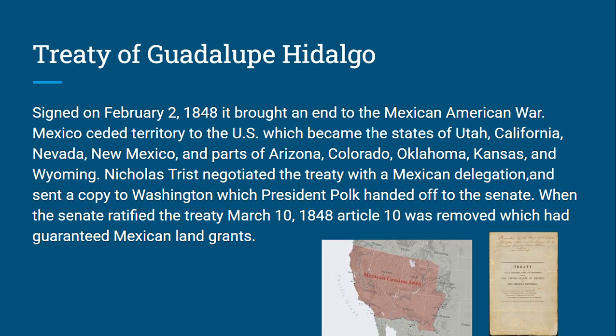Nicholas Trist negotiated the treaty with the Mexican delegation and sent a copy to Washington, which President Polk handed off to the Senate. When the Senate ratified the treaty on March 10th, 1848, Article 10 was removed, which had guaranteed Mexican land grants.